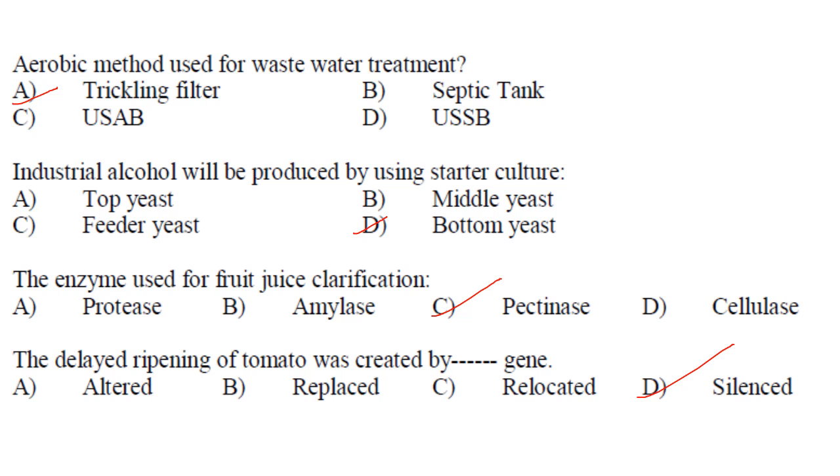Then next one. Aerobic method used for wastewater treatment. So they have asked for aerobic method. So answer is option A, that is trickling filter. Industrial alcohol will be produced by using starter culture. So the starter culture used for industrial alcohol production is bottom yeast. Answer is D. The enzyme used for fruit juice clarification is pectinase. Answer is C. The delayed ripening of tomato was created by silencing. So answer is option D, silenced.